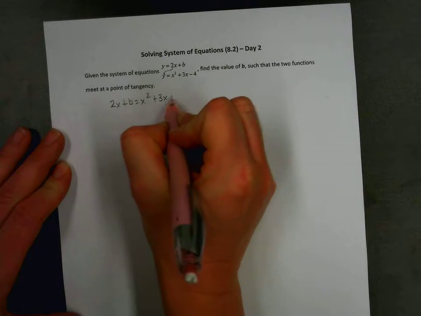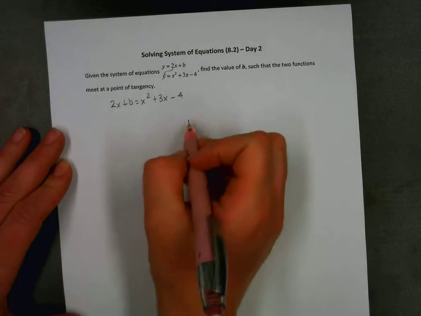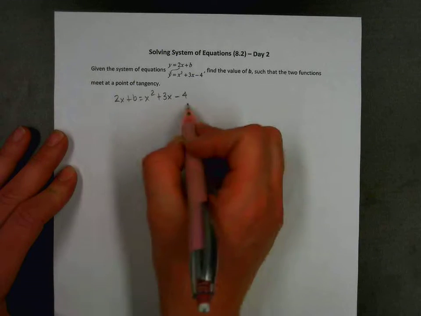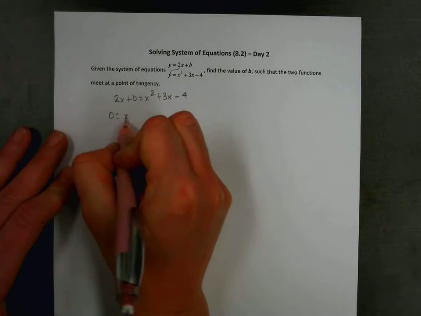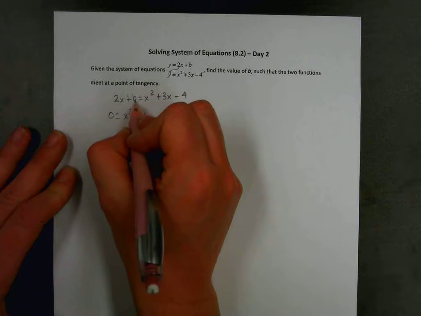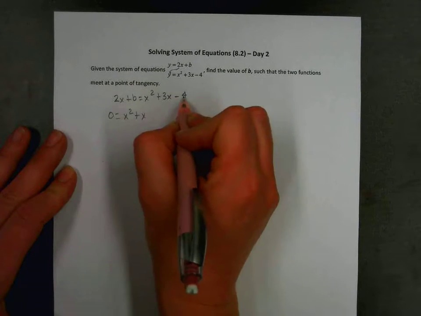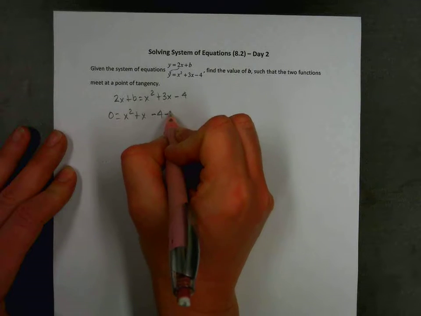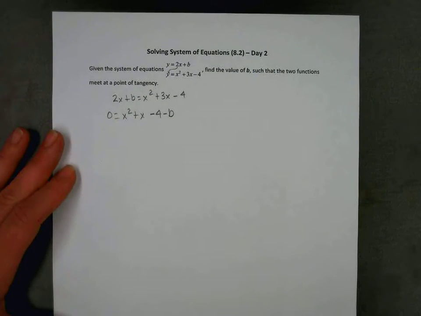I am then going to solve this quadratic as I normally would by making it equal to 0. So 3x minus 2x would be plus x. And then this plus b is a constant that is going to relate to the negative 4, so I'm going to subtract it from the negative 4.